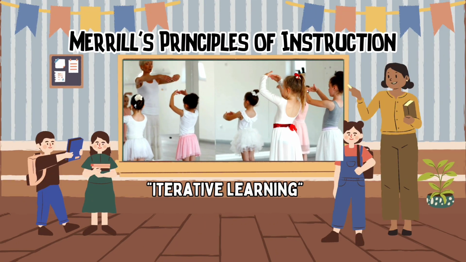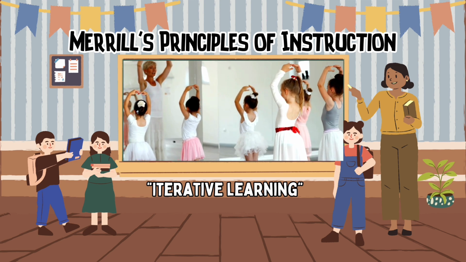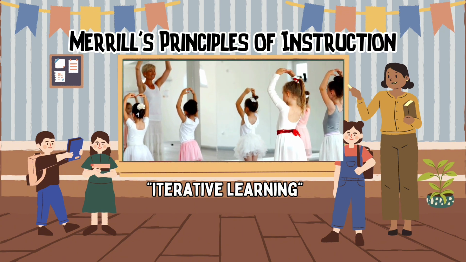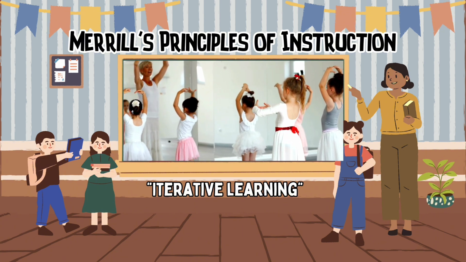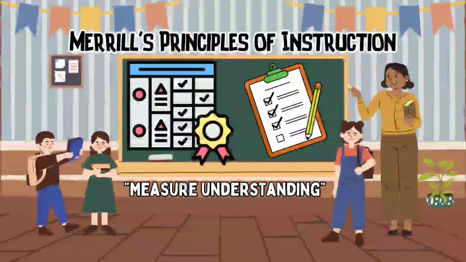So next is practice and feedback. So provide opportunities for practice with immediate feedback to improve performance and identify areas for improvement. So this is very crucial because you have to provide feedback.